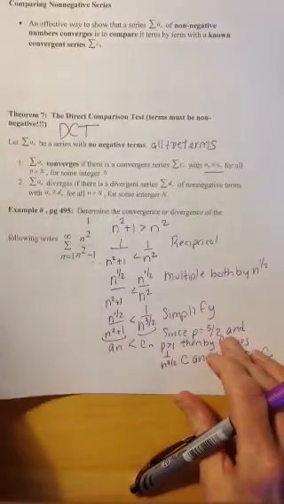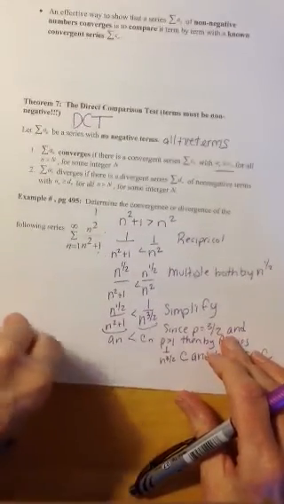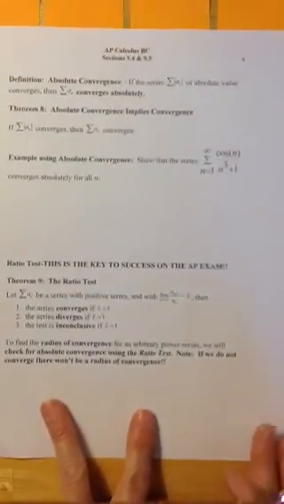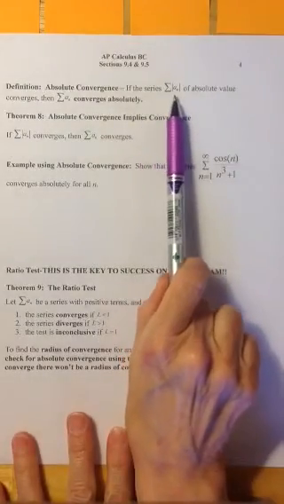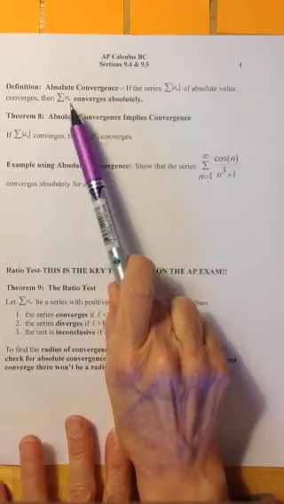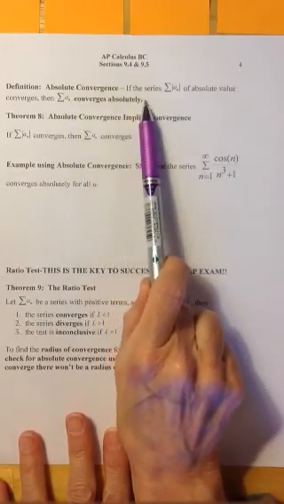So continuing on with the 4th page of notes, we're going to talk about absolute convergence. And if we know that a series converges absolutely, then the series converges. So if the series of the absolute value of a sub n converges, then the series without the absolute value converges as well.